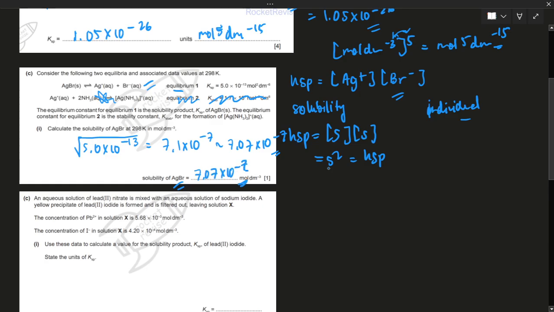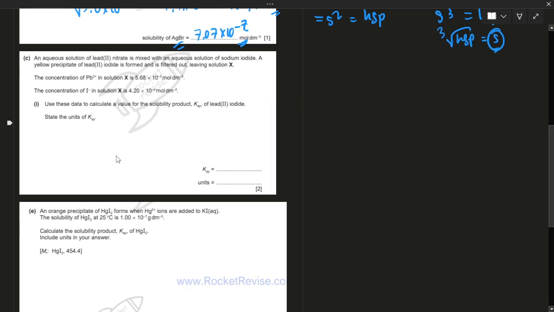Let's say if it was S cubed, right? What would you have to do to get the solubility? All you have to do is basically take the cube root of KSP in your calculator, and this gives you the value of S. It's really that simple. Anyways, next question.